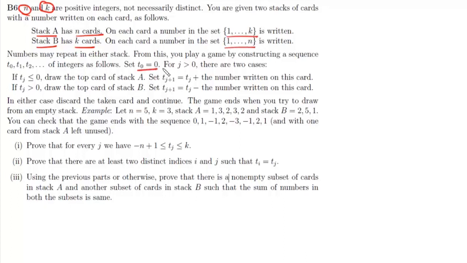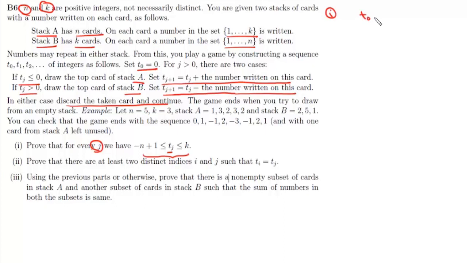Now t0 is 0, and if tj is less than or equal to 0, we draw the top card from stack A, and t(j+1) equals tj plus the number written on this card. And if tj is greater than 0, then we draw the top card from stack B, and t(j+1) equals tj minus the number written on this card. And in whichever case, we discard the drawn card and we continue. Now in the first part, we need to prove that for every j, tj lies between minus n plus 1 and k. Now we'll prove this result using induction.